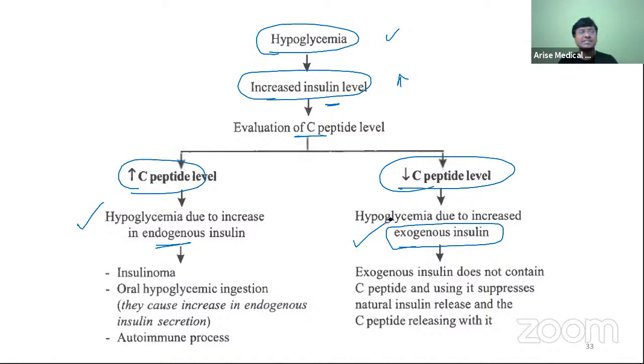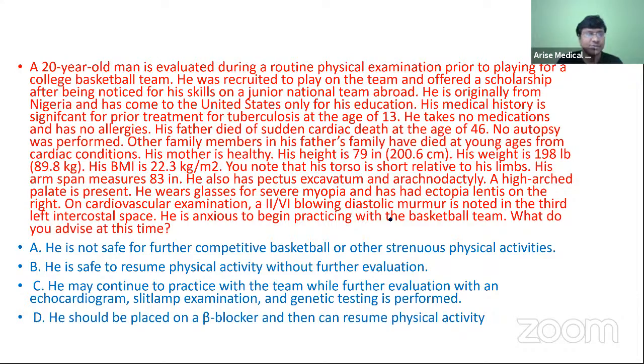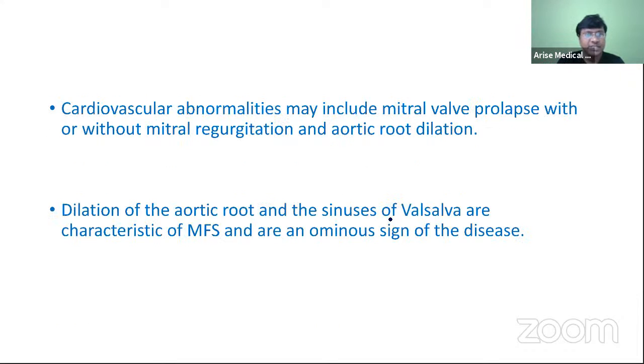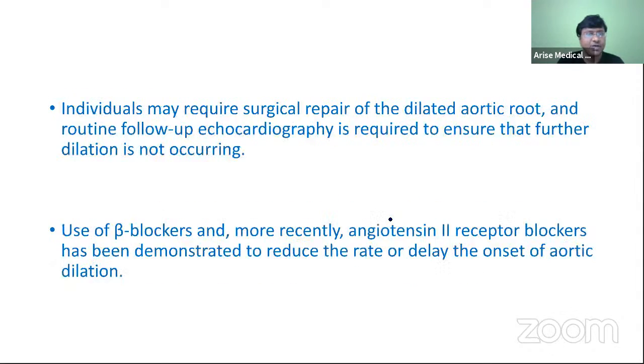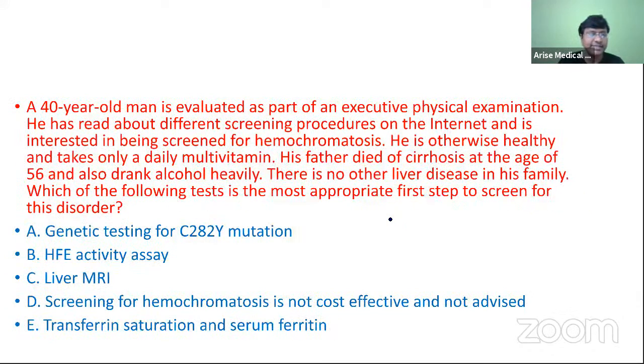Right, exogenous insulin supplementation. So why do you have to measure the C-peptide? In order to check whether the elevated insulin is endogenous insulin production or exogenous insulin supplementation. So that is the reason why you need to check the C-peptide levels in a patient who has increased insulin levels. Okay. Now, followed by that, we will take up one important last question and then we will wind up the session.